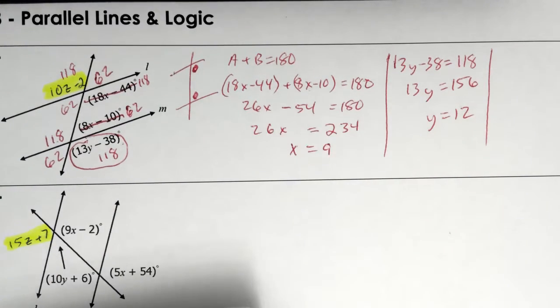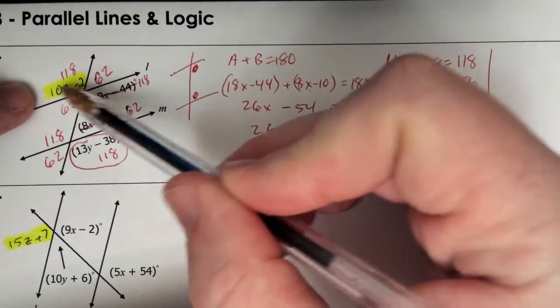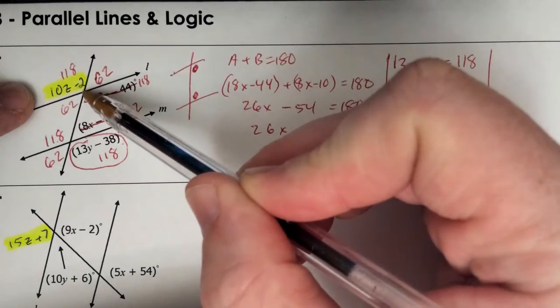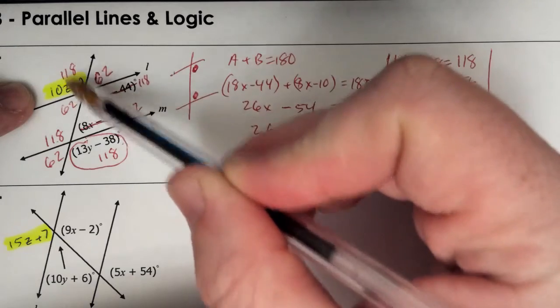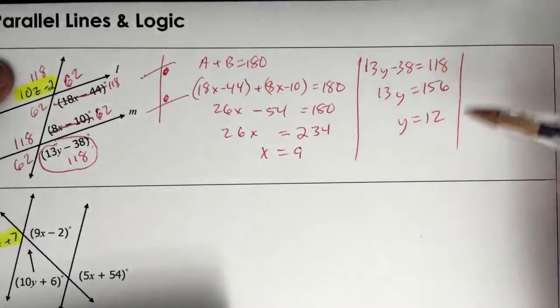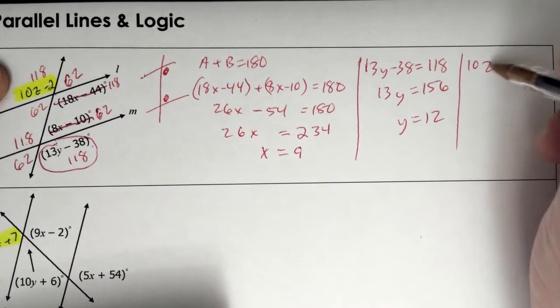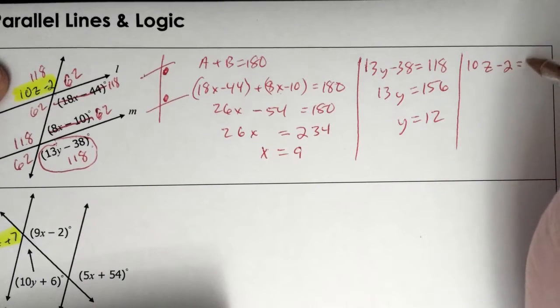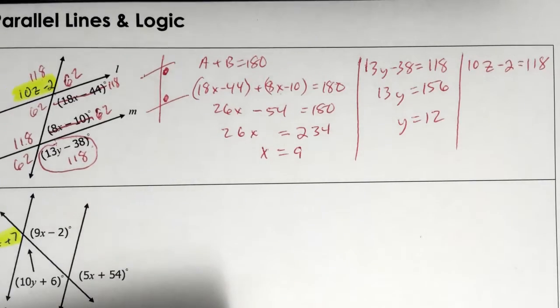Okay, and then let's find z. Hey, look. This has a z in it, 10z minus 2, and this is 118. So they are the same angle. So once again, if they're the same angle, they are equal. So 10z minus 2 is equal to 118, and all we have to do now is solve.